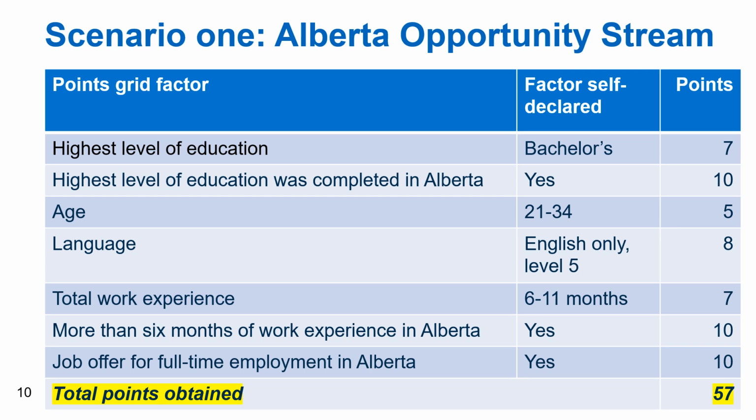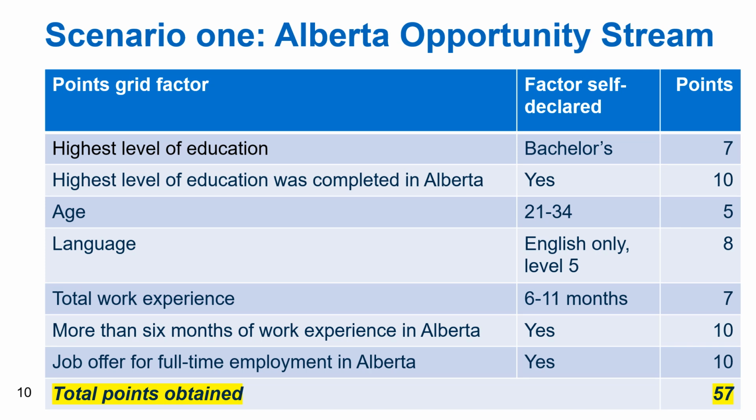The AAIP sets draw parameters in advance of each draw based on a number of factors. In this first sample scenario, we show how many points a person may obtain who may have the most interest in the Alberta opportunity stream.